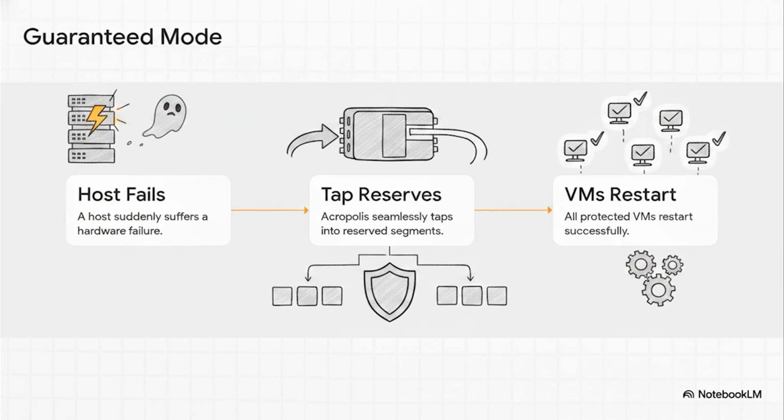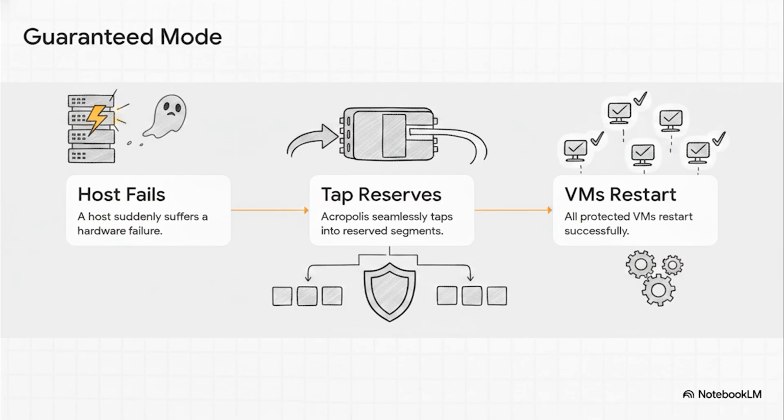How were those segments protected? Because strict admission control was enforced long before the failure ever happened. For example, if a junior admin tried to spin up a massive, unrelated test VM on a random Tuesday afternoon, Prism would have actively blocked them if it meant eating into these reserved guaranteed segments.